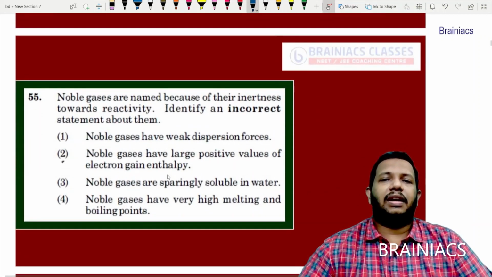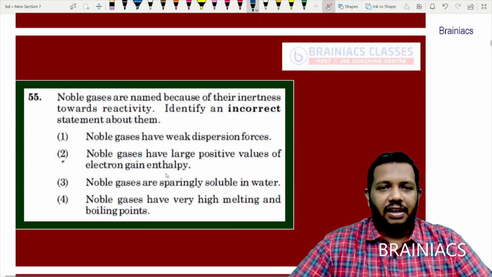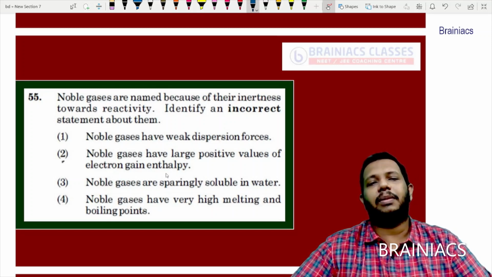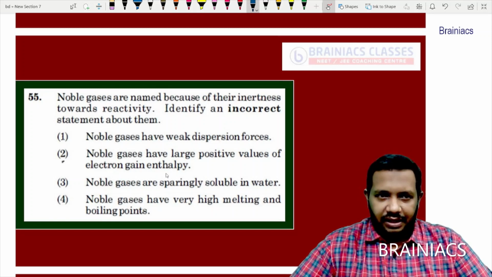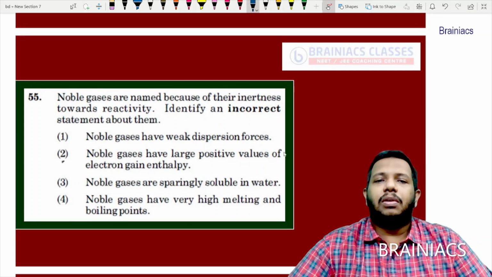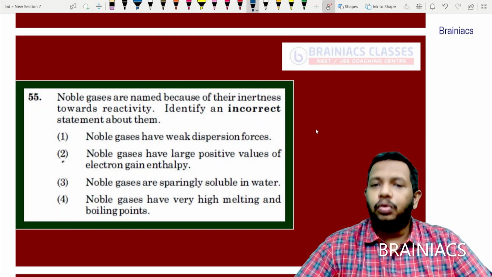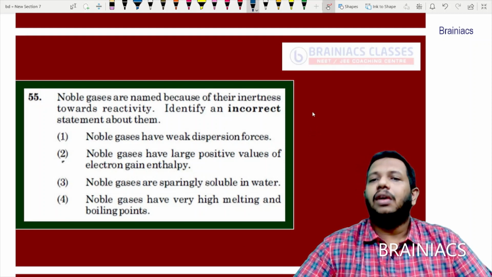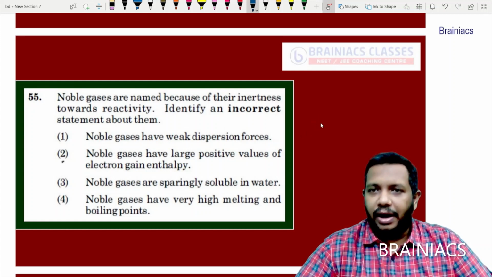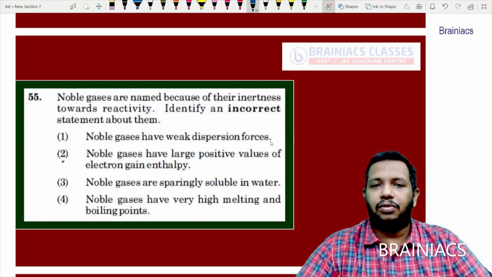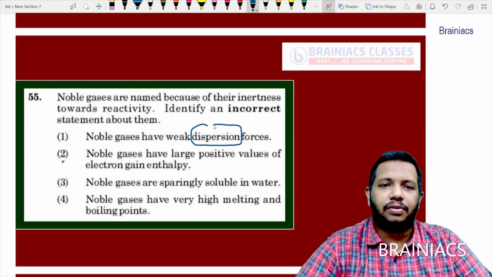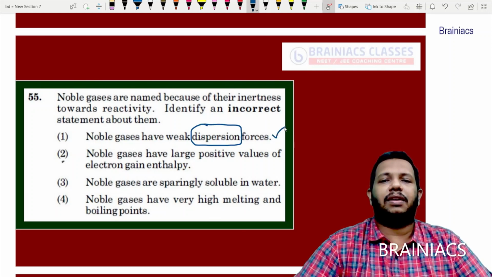So the next one is from an inorganic chapter. Noble gases are named because of their inertness towards reactivity. Identify an incorrect statement about them. We know that noble gases are inert because they will not react. They have their octet complete, so they will not lose or gain any electron. So there is no positive cation or anion forming here, and no ionic bond or covalent bond sharing is required. So the only force existing in them will be dispersion forces, or we say London forces. So the first statement is a correct statement.